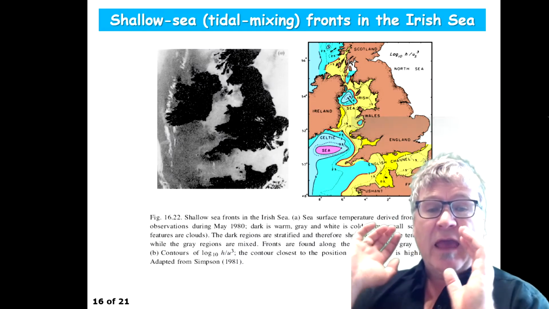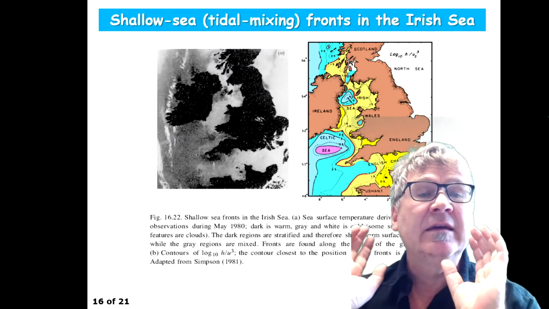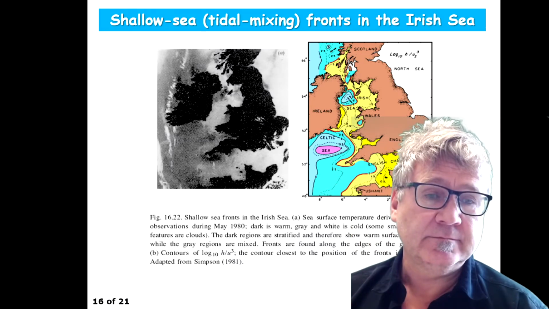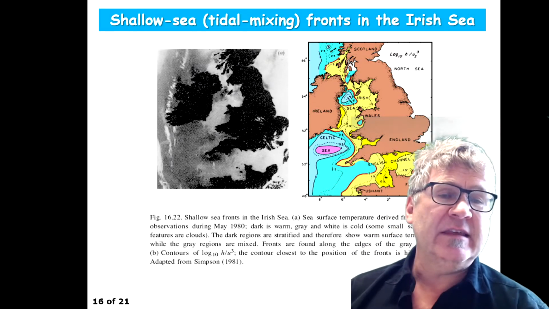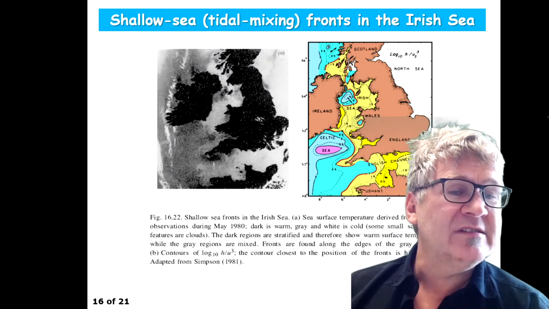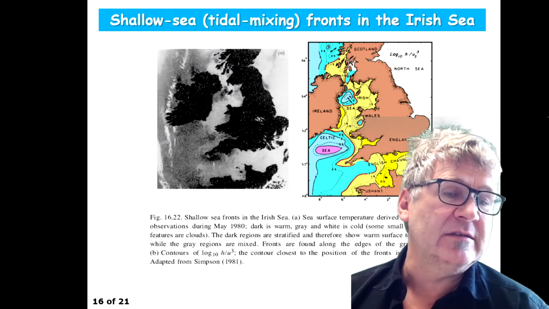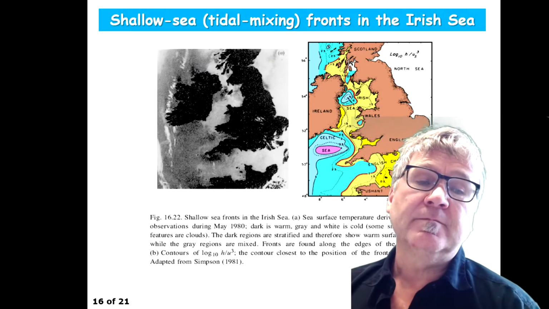So let's have a look at other regions in the North Atlantic. Let's have a look at the Irish Sea. Okay, so where's the Irish Sea? Here's a little map. You can see the Irish Sea between Wales, England, and Scotland on one side and Ireland on the other side. It's a shallow region. We call it a shelf sea.